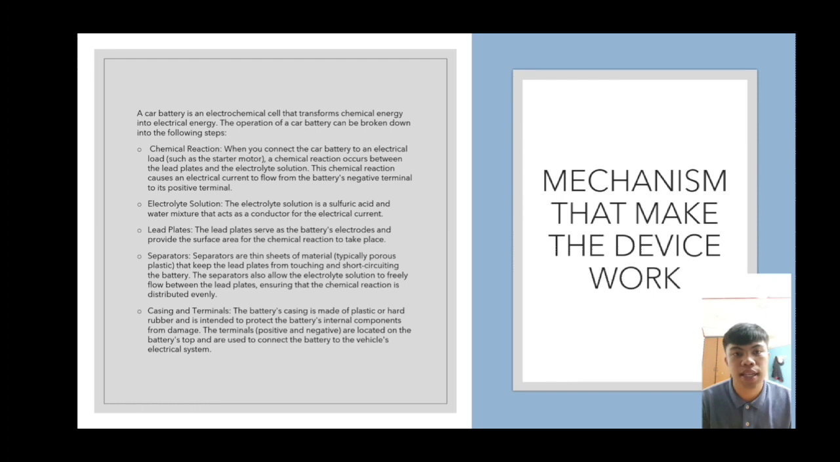The battery's casing is made of plastic or hard rubber and is intended to protect the battery's internal components from damage. The terminals, positive and negative, are located on the battery's top and are used to connect the battery to the vehicle electrical system.